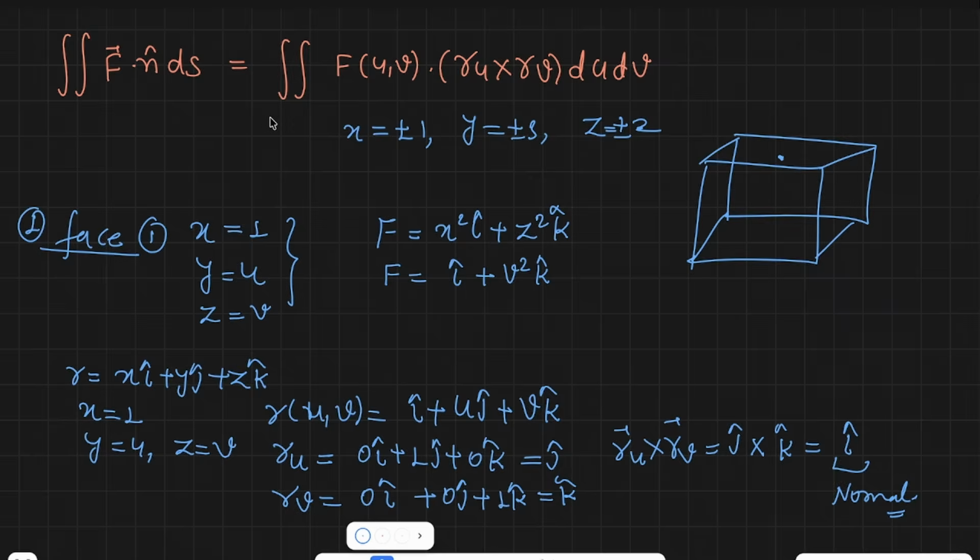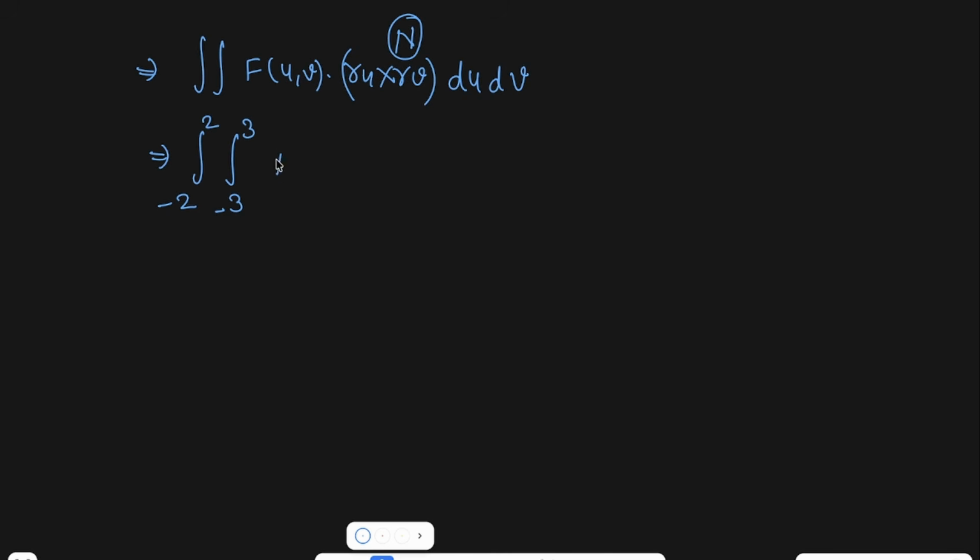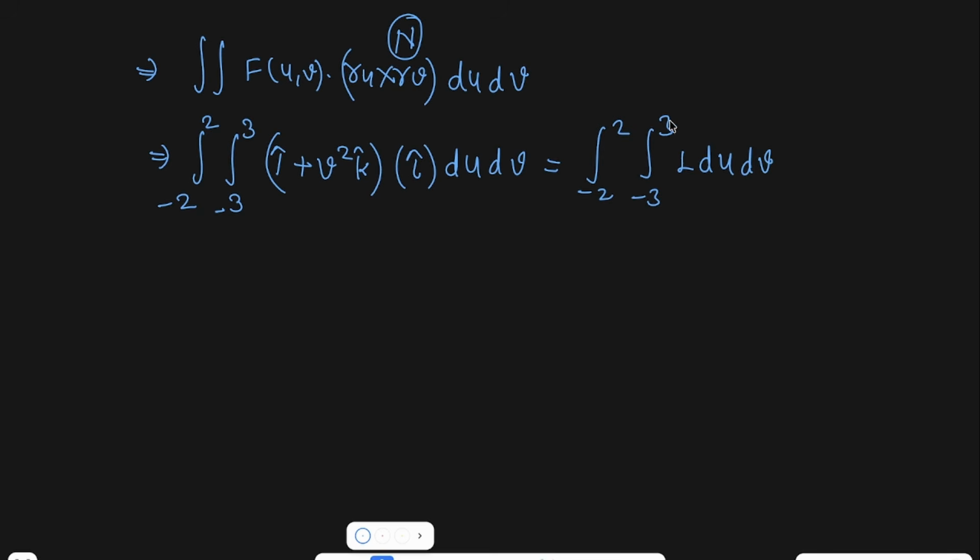So f, as we converted, is x square i cap plus z square, which is v square k cap. So this is v square k cap dot i cap du dv. Once we solve this, because there is only an i component, k dot i will be 0. So it is minus 2 to 2, minus 3 to 3, and this will be 1 du dv, which is 6 times 4, that is 24.